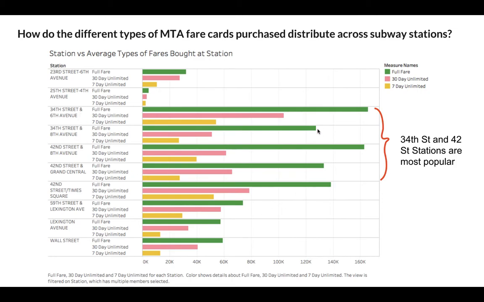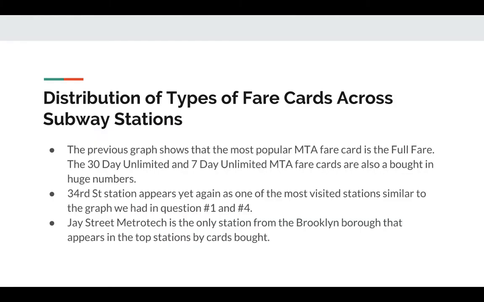We can also see that the most bought type of fare is the full fare, but 30-day and 7-day unlimited are pretty high as well. So this shows that the 34th Street station appears yet again as one of the most visited stations, similar to what we had in graph 1 and 4.